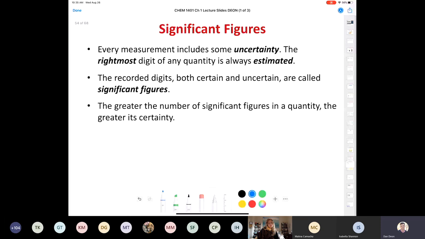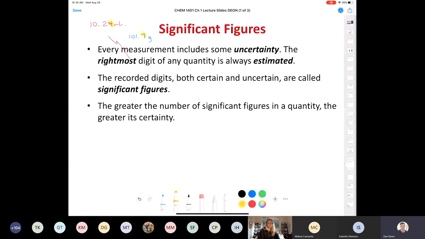What that means is, let's say you had a measurement of 10.2424 milliliters. Which one of those digits is the rightmost? It's this one here. So it means that number 4 was estimated. What if you had a mass of 101.7 grams? You can assume that the rightmost digit has been estimated, but it's still considered a significant figure.